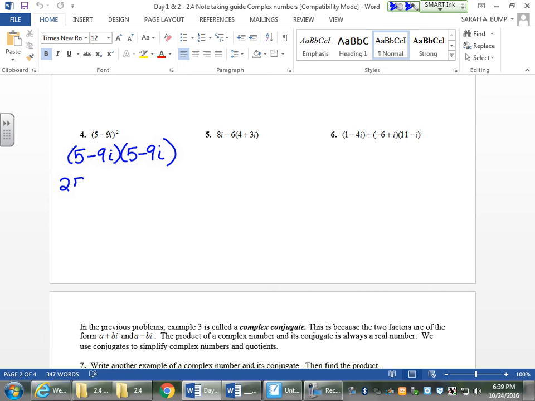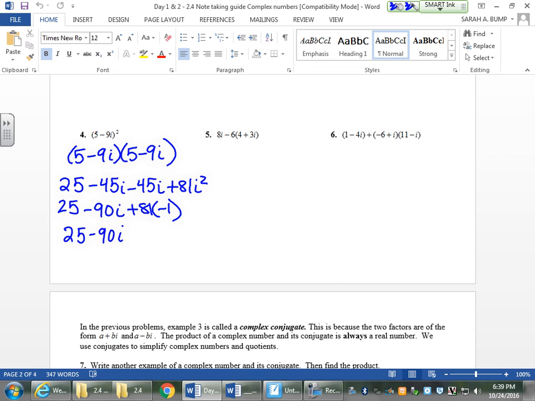So I will get 25 minus 45i minus another 45i plus 81i squared. These are not conjugates. The middle terms do not cancel. They have the same sign, not opposite signs. So 25 minus 90i plus 81 times negative 1. So that's going to become 25 minus 90i minus 81. And if we do 25 minus 81, we're going to get negative 56 minus 90i.